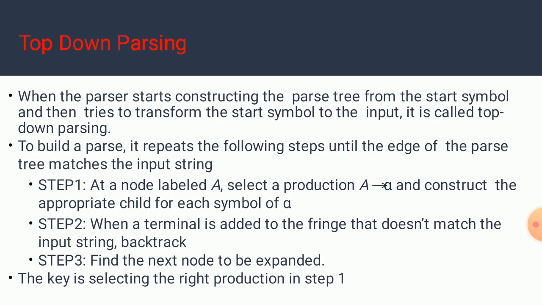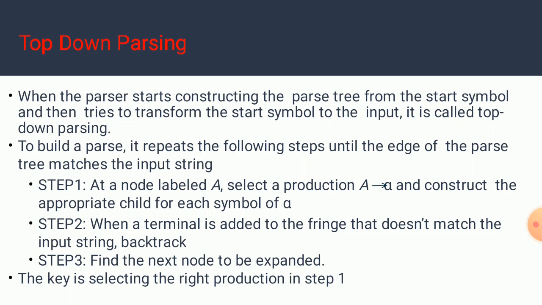So now we come to the meaning of top-down parsing. As its name implies, we start from the top. Top means from the root node, and then again and again produce the desired string, desired sentence, or desired terminals with the help of some production rules. Here we use the leftmost derivation technique to produce the desired sentence. When the parser starts constructing the parse tree from the start symbol and then tries to transform the start symbol to the input, it is called top-down parsing.